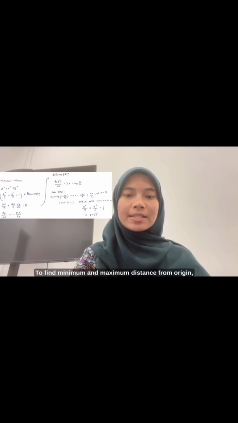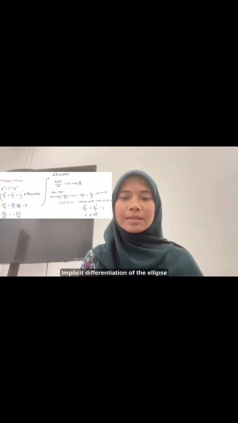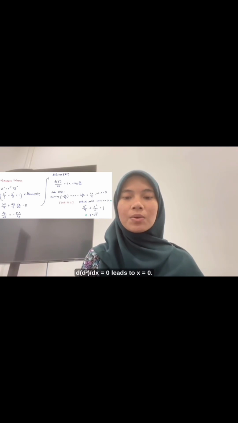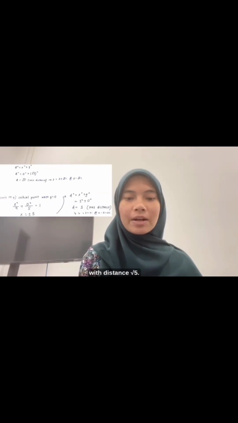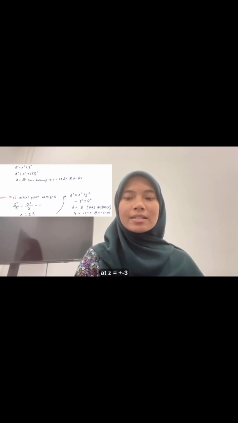To find minimum and maximum distance from the origin, set d squared to x squared plus y squared. Implicit differentiation of the ellipse gives dy/dx equal to negative 5x over 9y. Setting d squared over dx equal to 0 leads to x equal to 0. Then the ellipse gives y equal to plus minus 5 with distance 5. Also check y equal to 0 gives x equal to plus minus 3 with distance 3. So minimum modulus is 5 and z equal to plus minus 5i. Maximum is 3 at z equal to plus minus 3.